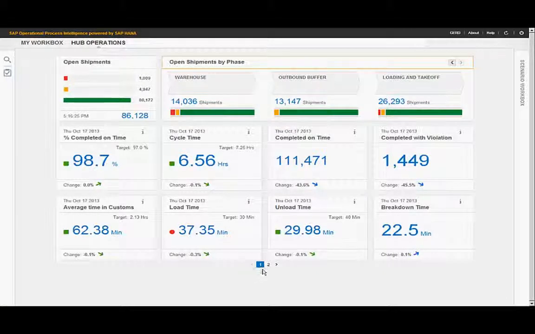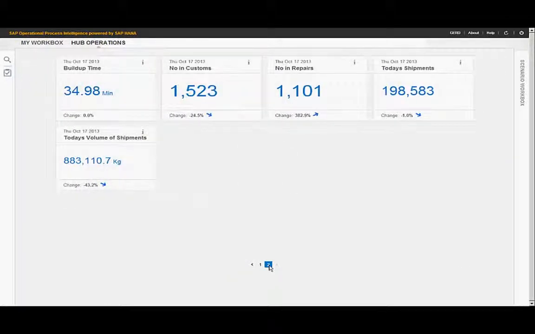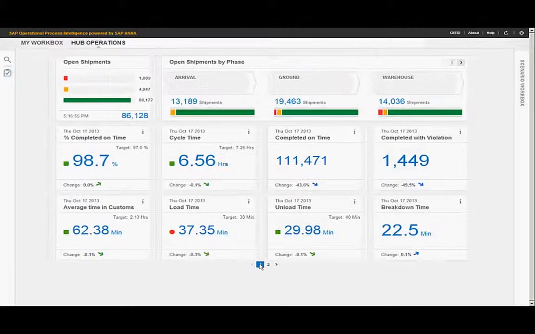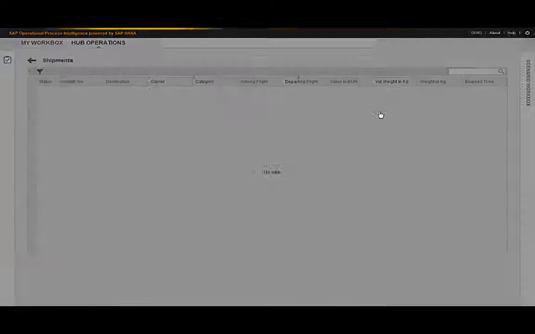And he also sees the total volume of the shipments that are there. The total is close to 200,000 shipments. Business is hotting up for him at that time of the evening. And he quickly sees that the load time on his outbound planes is showing red. So this is always a problematic area. If it takes time to load the planes, then the planes may get delayed.